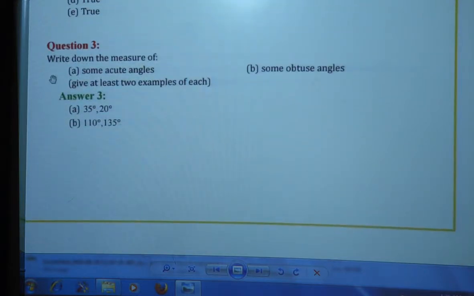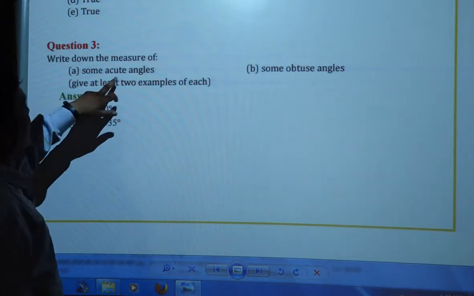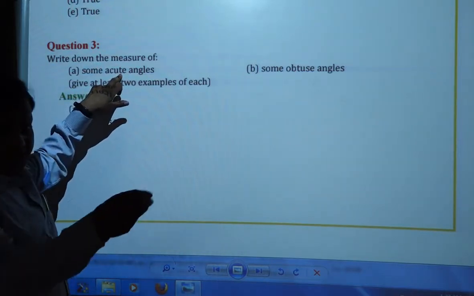Now write down the measure of some acute angles. You have to show some acute angles and some obtuse angles. Give at least 2 examples of each. So what you have to do is draw acute angles, 2, 3, anything.